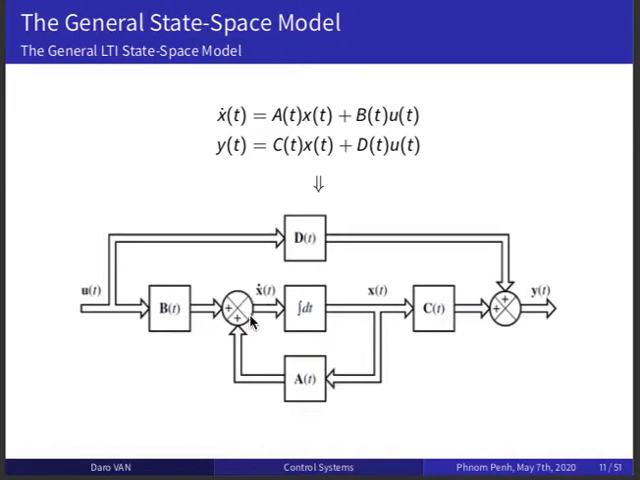So this is a junction. The signal coming here is positive. The signal coming in this direction is also positive. So x dot t is just equal to A(t) times x plus B(t) times u. Okay, you got x dot t, which is the first equation, and also y(t), which is equal to, from this positive direction, C(t) times x(t) plus, from this direction, D(t) times u(t).